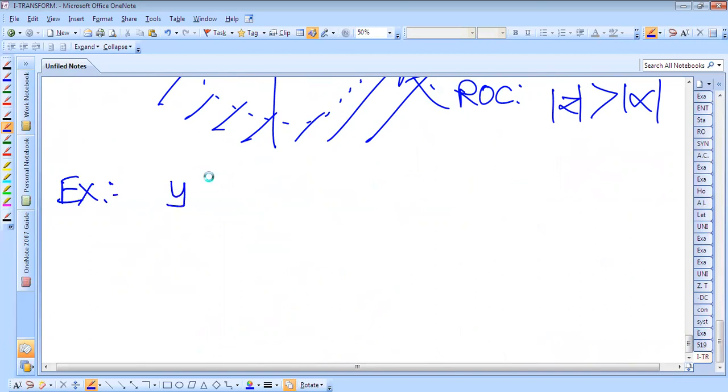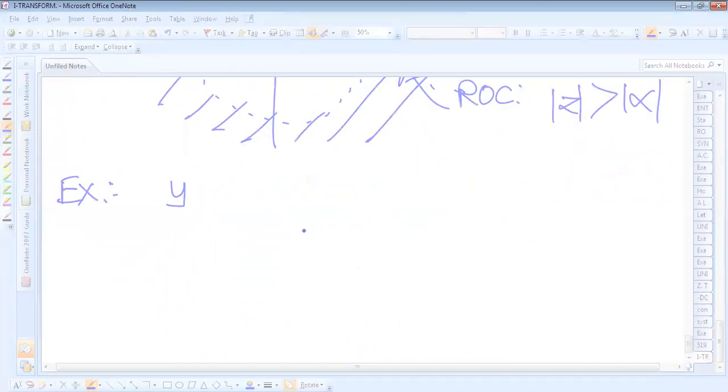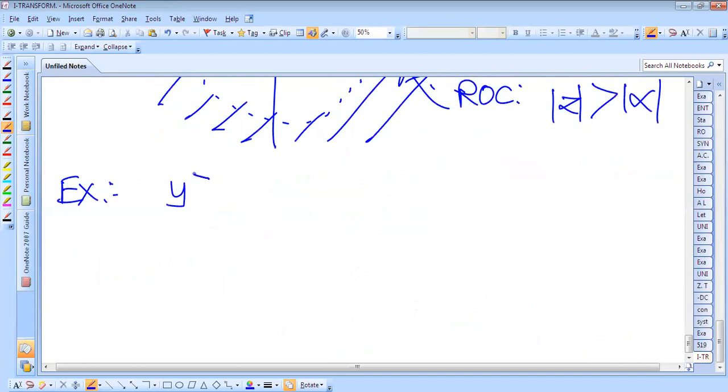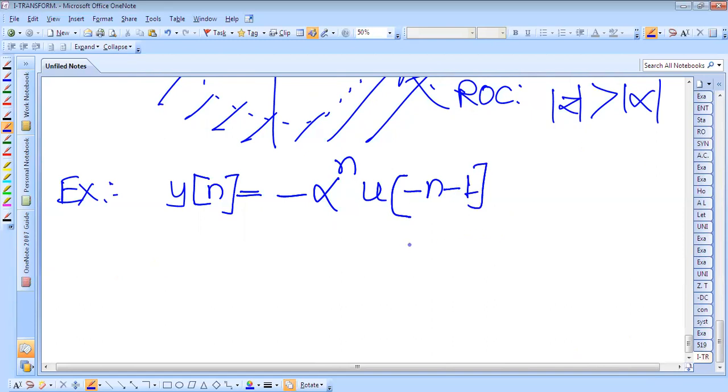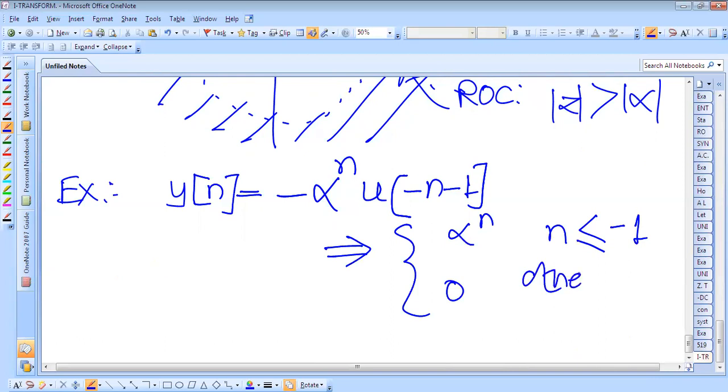That is y of n is equal to minus alpha raised to power n into u of minus n minus 1, and this is alpha raised to power n for n less than or equal to minus 1, and this is 0 otherwise.